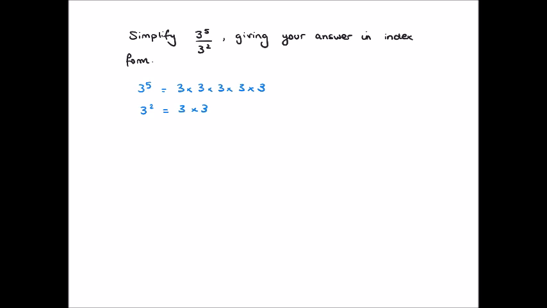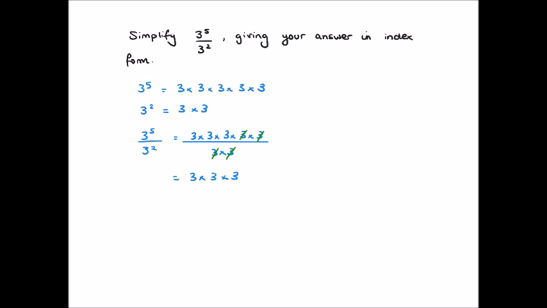We also know that 3 squared is just 3 times 3. In turn, we can now rewrite our calculation as 3 times 3 times 3 times 3 times 3 over 3 times 3. And of course, since we've written this as a fraction, we can simplify it by dividing both the numerator and denominator by any common factors. So let's divide by a 3 and then by another 3. This means our fraction becomes 3 times 3 times 3 over 1, which is just 3 times 3 times 3.